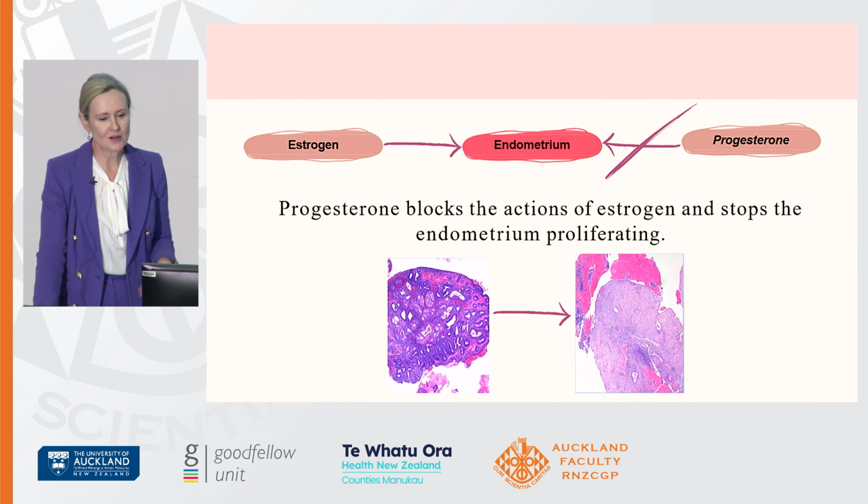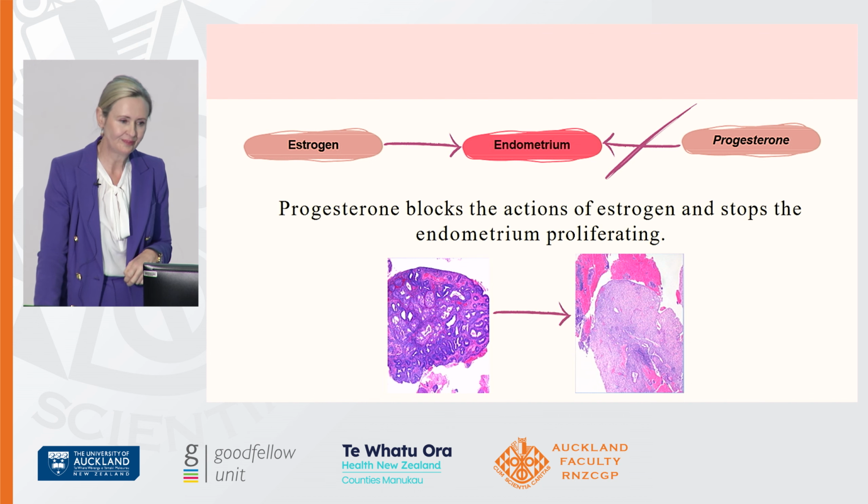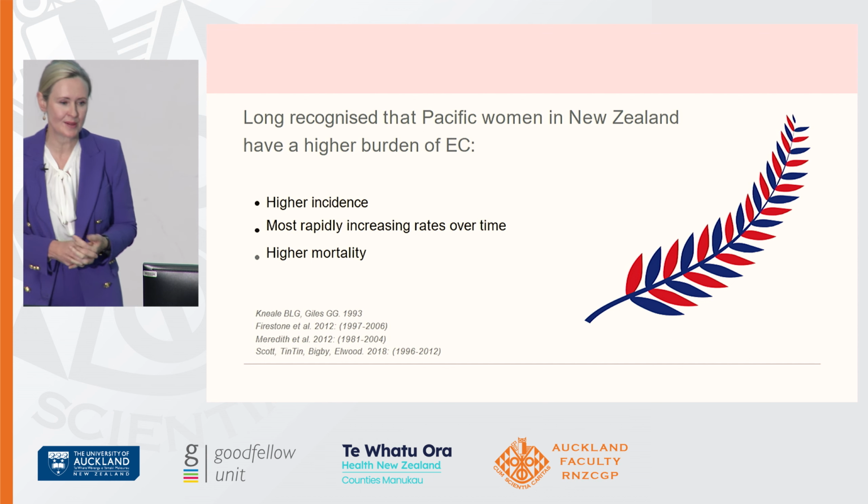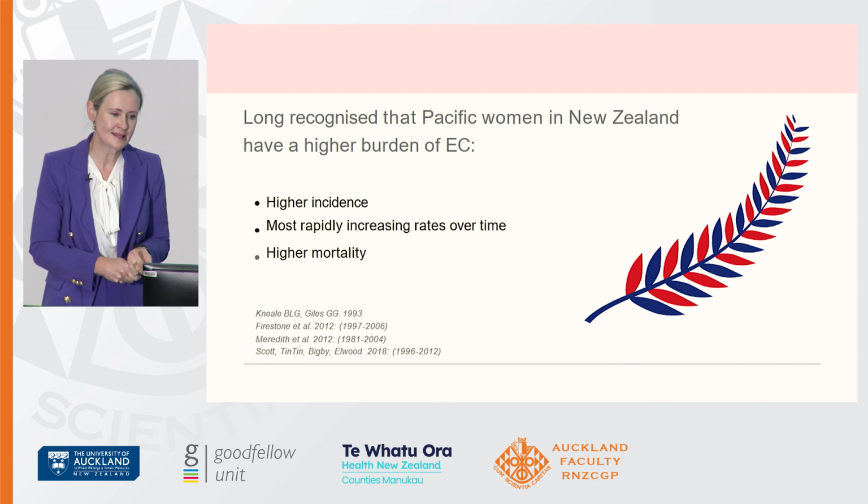So the progesterone blocks the action of the estrogen and stops the proliferation of the endometrium. Now, it has long been recognised in New Zealand that Pacific women have a higher burden of endometrial cancer.